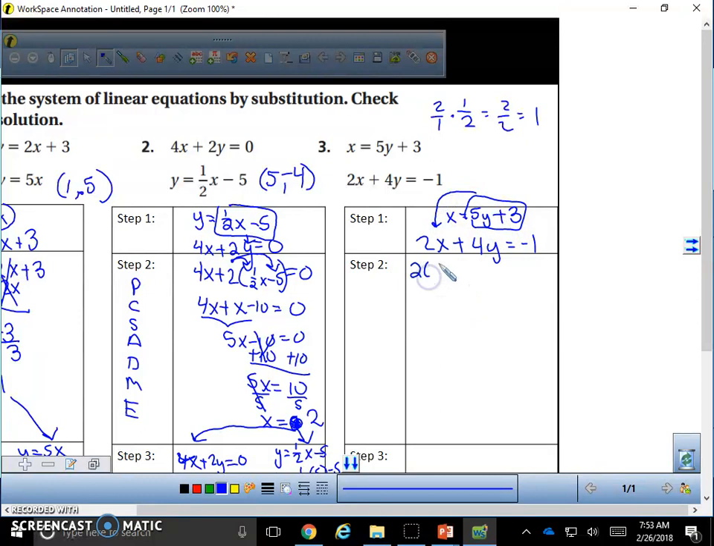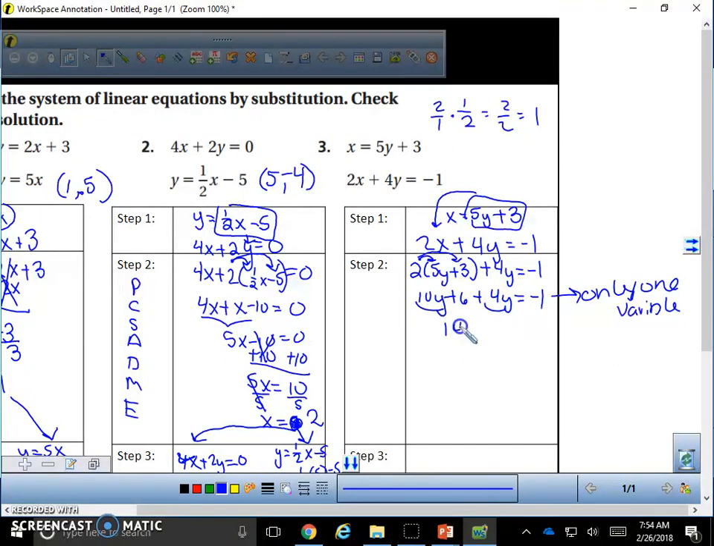So 2 times (5y plus 3). This is when we're going to use parentheses because there's a 2 in front of that variable. Plus 4y equals -1. Distribute: 10y plus 6 plus 4y equals -1. At this point we only want one variable, otherwise we're not doing substitution, and we're good. Combine your like terms. 14y plus 6 equals negative 1.